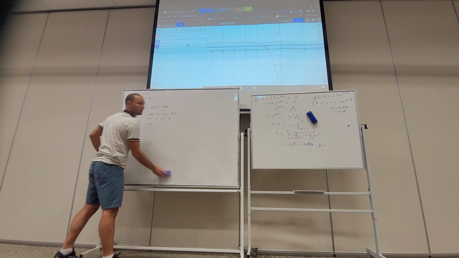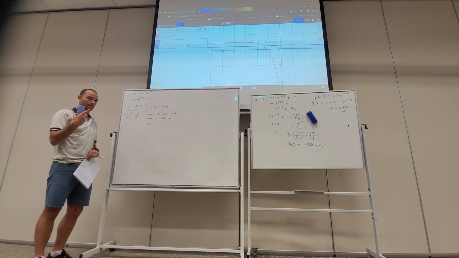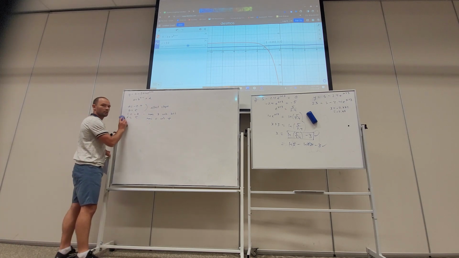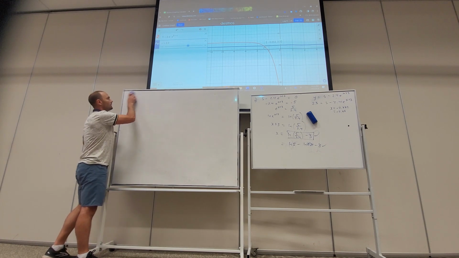Where did you put that into the calculator? So you graph the function, yeah, in the graph mode, and go G-Solve. Yeah, I might come speak to you about that specifically.